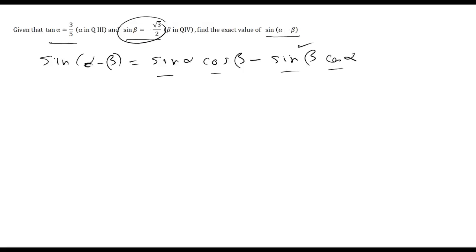I'll get rid of that in 1 second. So basically these two ratios, in order to find alpha and beta. So basically we know that this is in the third quadrant. Tangent of alpha is in the third quadrant. So we can draw a reference angle in quadrant 3. And as we know, so alpha is in here. Tangent is the opposite, which is 3, over adjacent, which is 5.